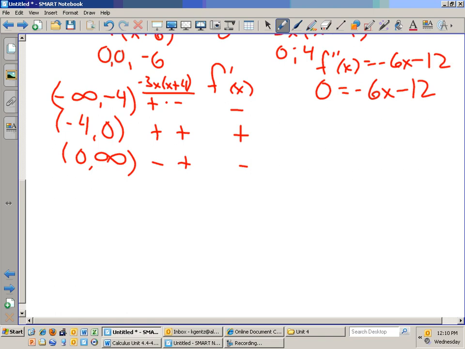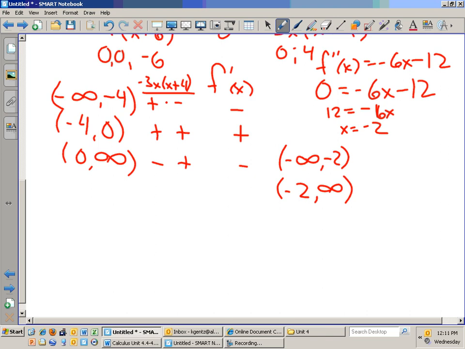I set it equal to 0, and you get x is equal to what? 12 equals negative 6x. So x is negative 2. So what are my intervals? Negative infinity to negative 2, and negative 2 to positive infinity. You guys are so smart.